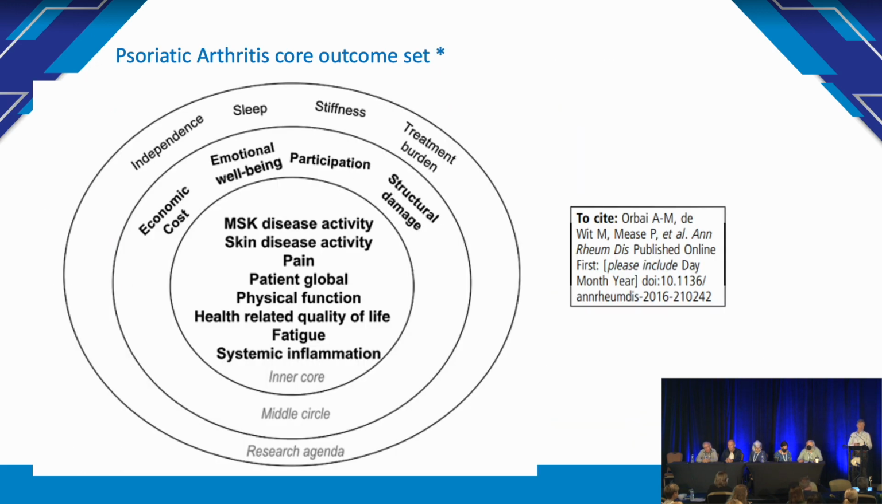We have a domain set. This was endorsed in 2016. And as you can see, it includes joints, skin activity, pain, patient global, physical function, health-related quality of life, fatigue, and systemic inflammation. So in an ideal world, you may expect that there is a composite that nicely measures all these domains.